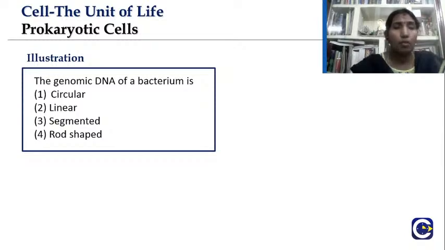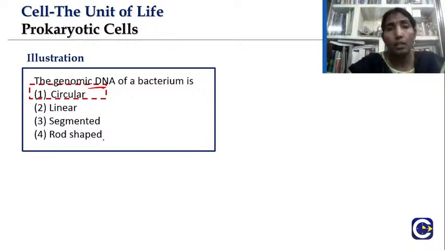The genome DNA of a bacterium is circular, linear, segmented or rod shape? I see all of you are giving the right answers. Excellent children. Now just see, I'm asking about the genomic DNA. What is the shape? Please listen, I'm asking about the genomic DNA. Yes, it's right. It is circular. It's not segmented, Rifa and Kirtana.